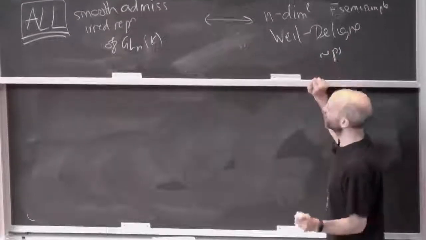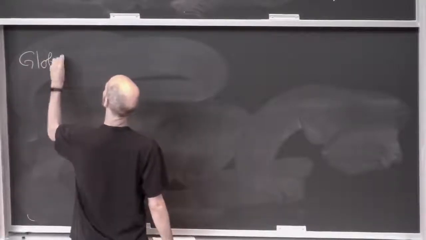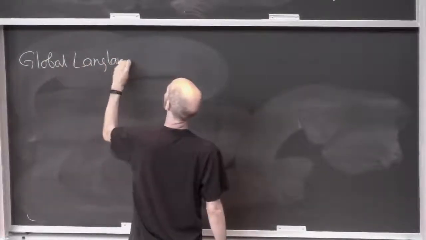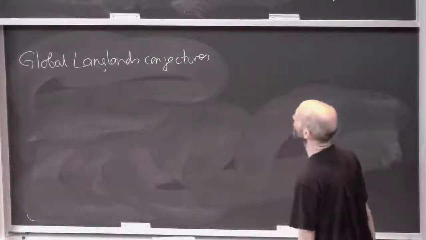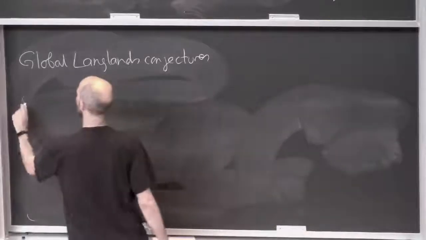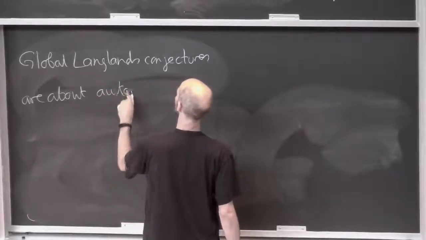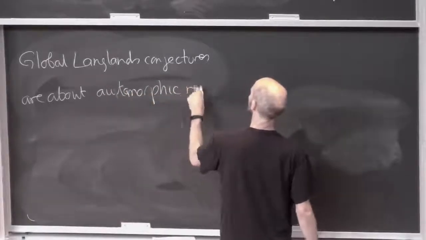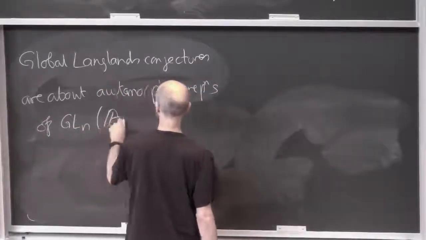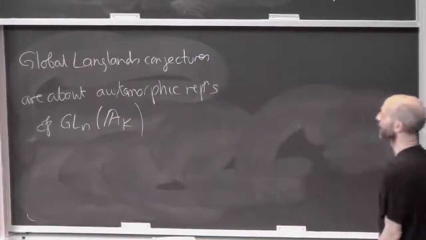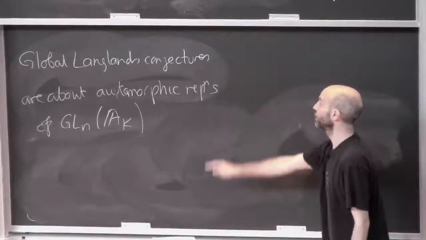So the global Langlands conjectures can't look like that, right? Global Langlands conjectures, they're about automorphic representations, okay? They're going to be about automorphic representations of GLN of the Adels of K, right? That's what they're going to be about. We're going to talk about representations of this gigantic group, but they are irreducible, it turns out, right?